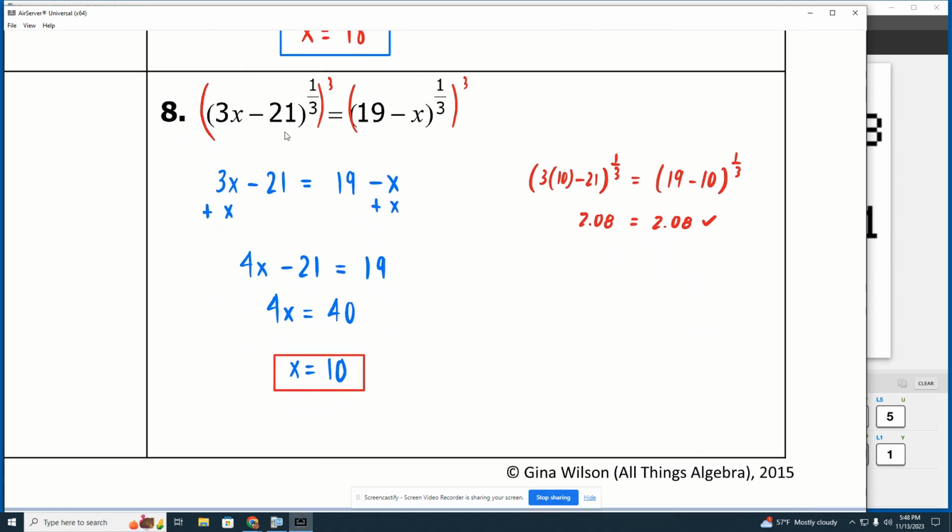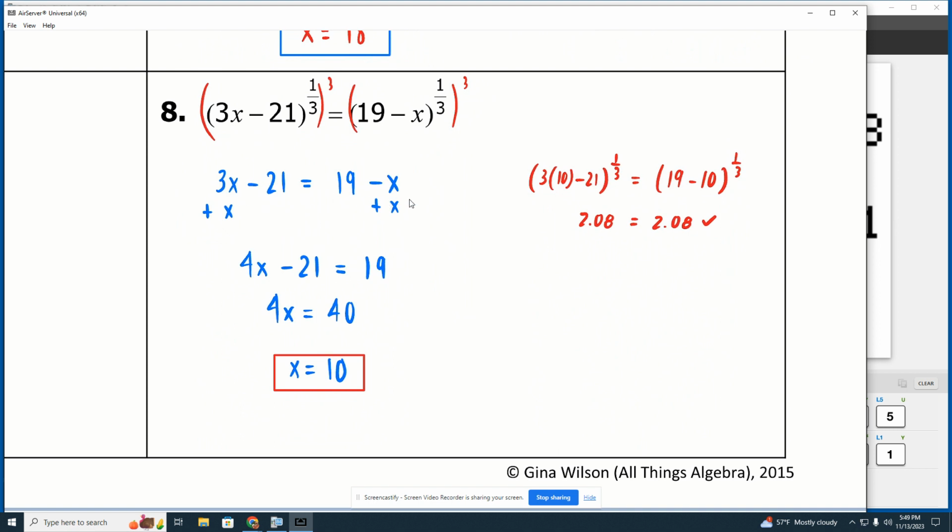Already worked out. Both of these are raised to rational exponents, so technically, they are radical equations. So we get rid of those by raising it to the power of the root. Well, the denominator of a rational exponent is a root. So we cube both of these, they cancel, and I'm left with just 3x minus 21 equals 19 minus x.